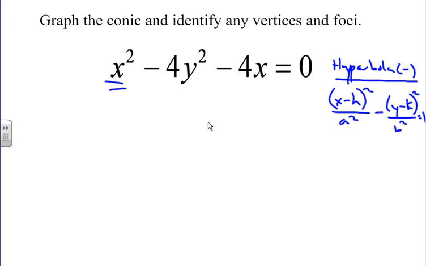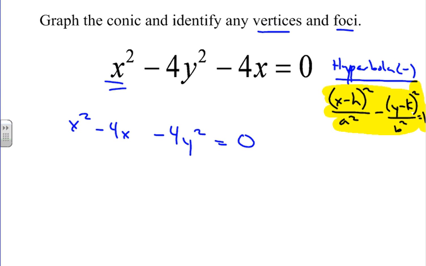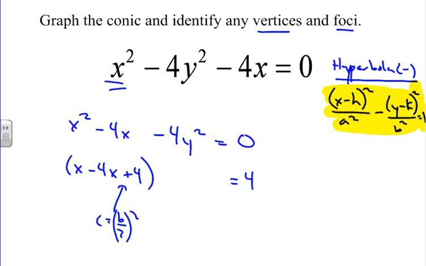So from here, to graph this and identify vertices and foci, we're first going to write it in standard form. This is our standard form right here. We're going to take this and combine our like terms, leaving 4y squared equals 0. Now we're going to group everything together. I have x squared minus 4x, and I'm going to complete the square. If you recall, c is the b value divided by 2, squared, so we're going to have 4. Whatever I do to one side, I have to do to the other, so I'm going to add 4 to this side. Now we have 4y squared, which is already completed.